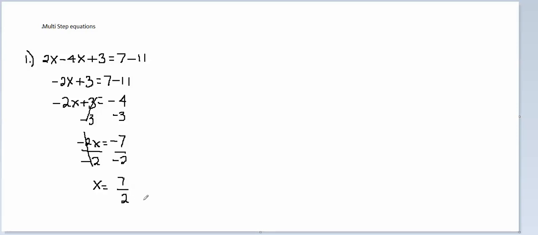Sometimes if it asks for your answer to be in mixed fraction form, you can change it to a mixed fraction. You do that by seeing how many times 2 goes into 7. So this could also equal, well, 2 goes into 7 3 times, and that's going to give you the number 6. And to get from 6 to 7, you'd have 1 left out of the 2, or 1 half. So 7 halves is the same as 3 and 1 half.